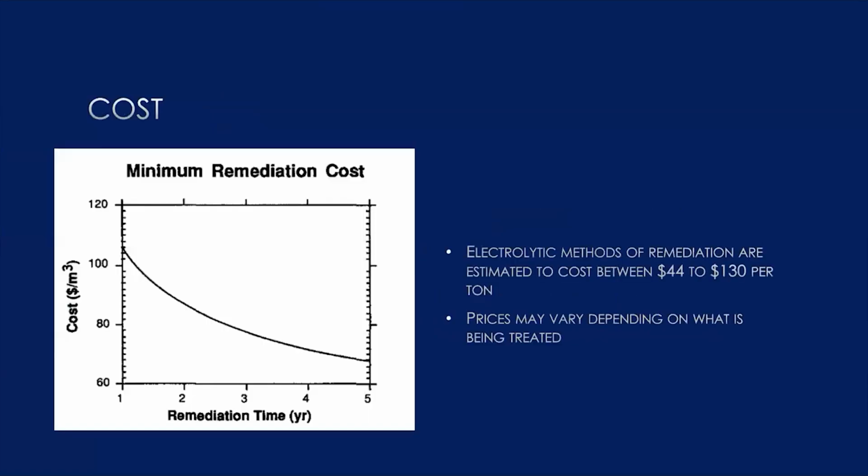Cost and availability. Electrolytic methods of remediation are estimated to cost between $44 and $130 per ton, but the prices may vary depending on what is being treated and whether they're doing it in situ or ex situ. From the chart, you can tell that as you increase the amount of time that you are remediating for, the cost generally tends to decrease, not increase as people would expect it to.